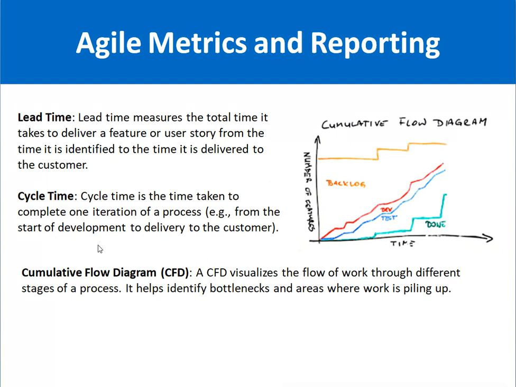Next is the cumulative flow diagram, or CFD. Basically friend, CFD visualizes the flow of work through different stages of a process. It helps identify bottlenecks and areas where work is piling up. For example, this is a cumulative flow diagram. Here you can see the tasks which are in backlog, in development, in testing, and in the done stage. On the x-axis we have time, and on the y-axis we have the number of tasks which we have to deliver.